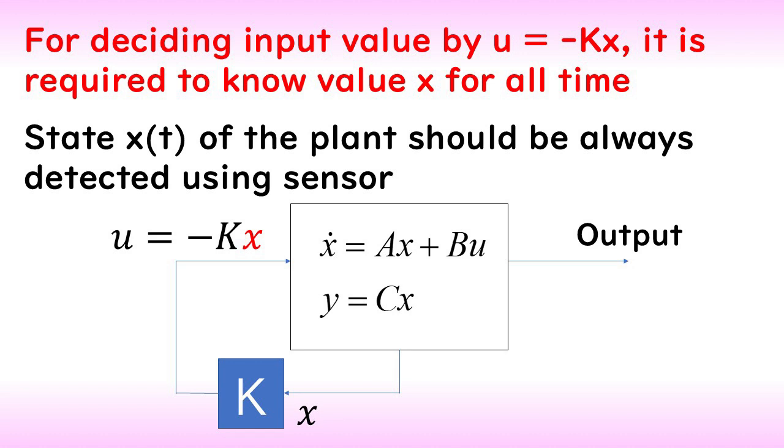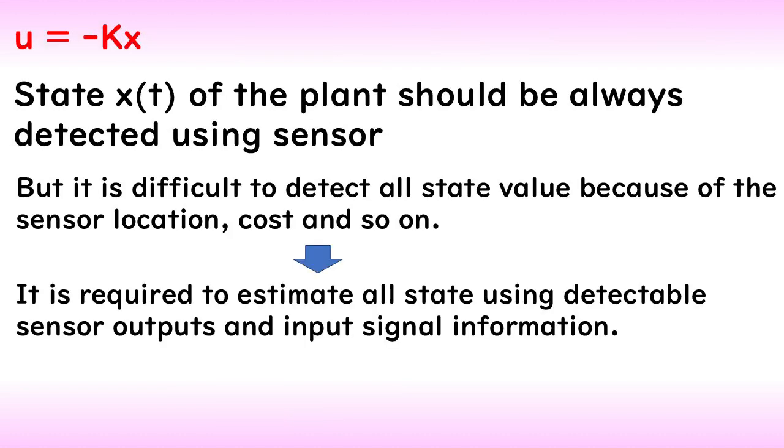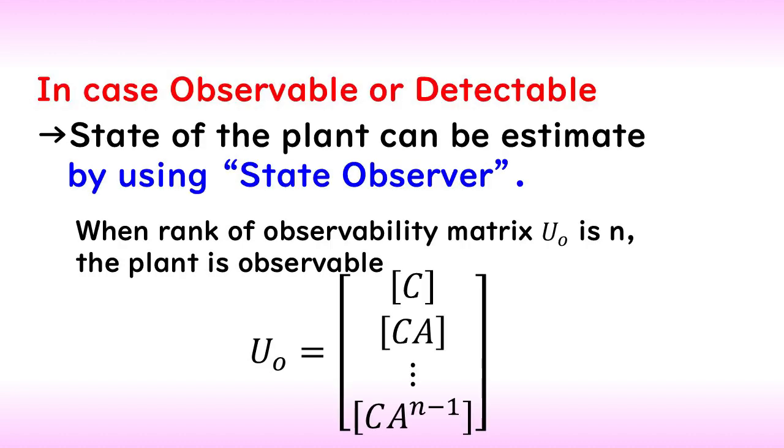State x of the plant should always be detected by using sensors. However, it is difficult to detect all state values because of the sensor location, cost, and so on. So it is required to estimate all states using detectable sensor output and input signal information. In case the system is observable or detectable, the state of the plant can be estimated by using a state observer.